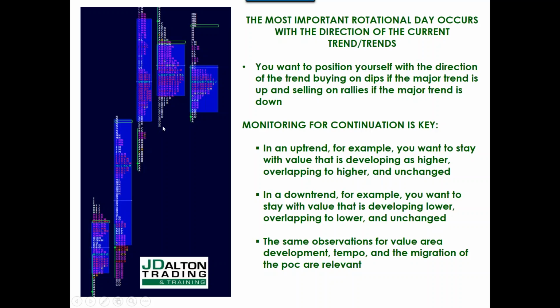With the trend, very important to monitor the low to see if you're going to get anything meaningful. You're going to get acceptance down below the previous day's low if it is an auction that is going counter to the trend. In an uptrend, you want to stay with value. We've talked about these things before. You've got the slides to look at their general guidelines.